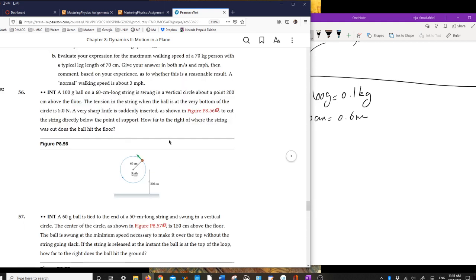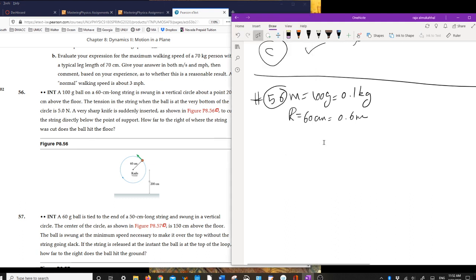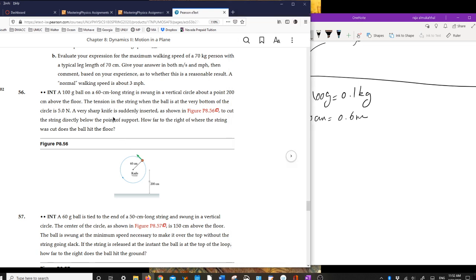Okay. He says the tension in the string when the ball is at the very bottom, right there, of the circle is 5 Newton. Okay, so that's the tension, 5 Newton. Then he says a very sharp knife is subtly inserted to cut the string directly below the point of support right there. There is a knife right here. How far to the right of where the string was cut does the ball hit the floor?